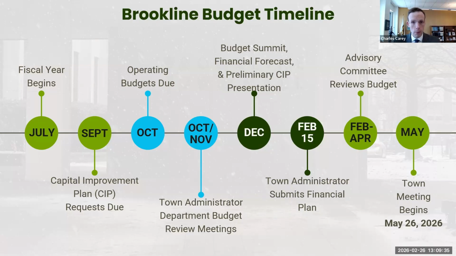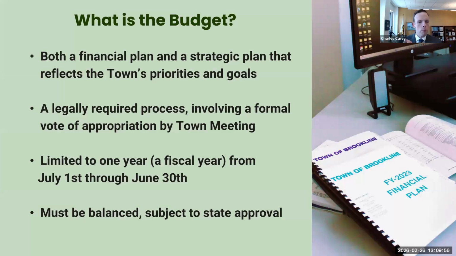Then the advisory committee, which we'll talk about, begins reviewing that budget, and it is ultimately the advisory committee that presents the budget as revised to town meeting, which this year will begin May 26, 2026. Town meeting is the town's legislative body, and they're the body that ultimately passes the budget. So the budget is a financial plan and a strategic plan, right? It reflects the community's priorities. It's legally required, so we must do this every year, and town meeting must approve it.